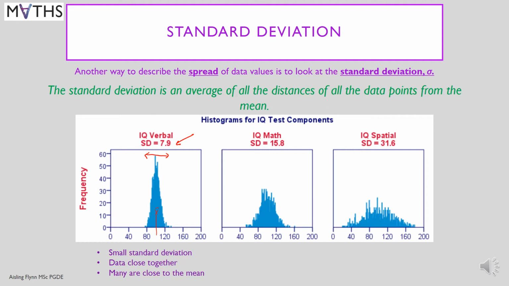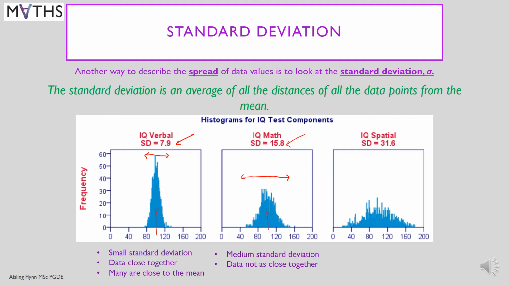If we look at the second histogram, you'll see that it's a little bit wider spread, from about 50 up to maybe 150. The standard deviation is quoted as being 15.8. That means that if you take the mean in the center, which is roughly 100, on average all the pieces of data are 15.8 below it or above it. Of course, some will be much closer and some much further away, but the standard deviation is an average of that. That's a medium standard deviation. The data is not so close together.